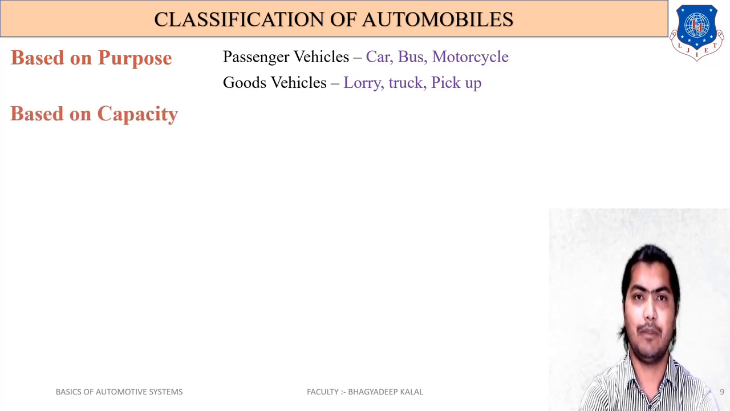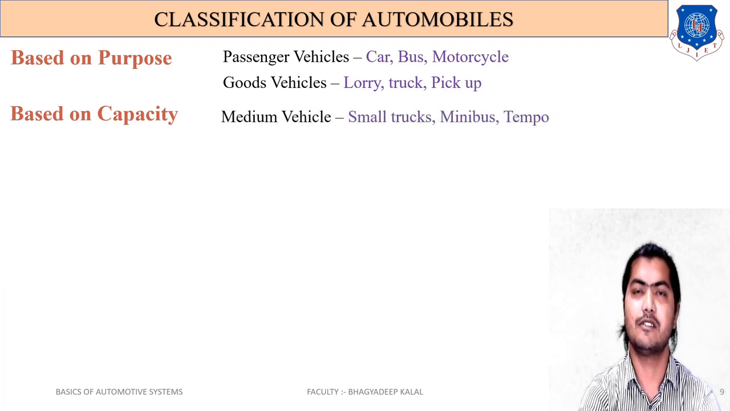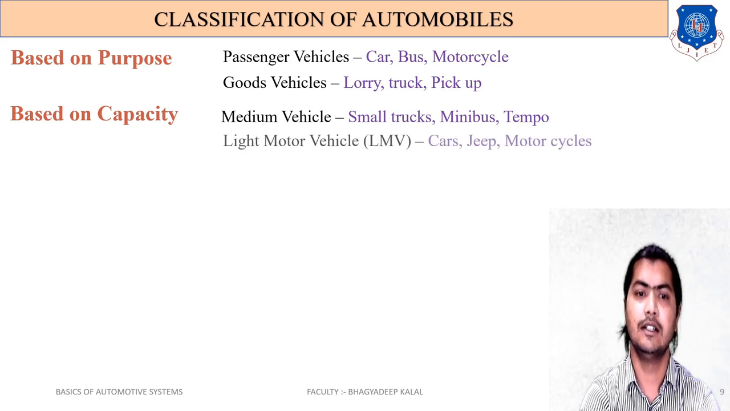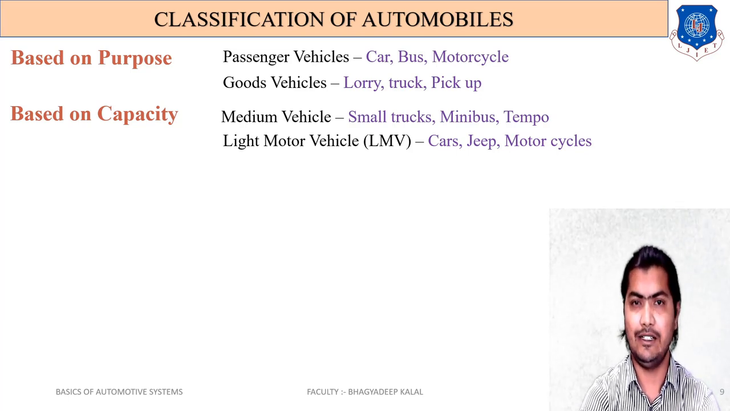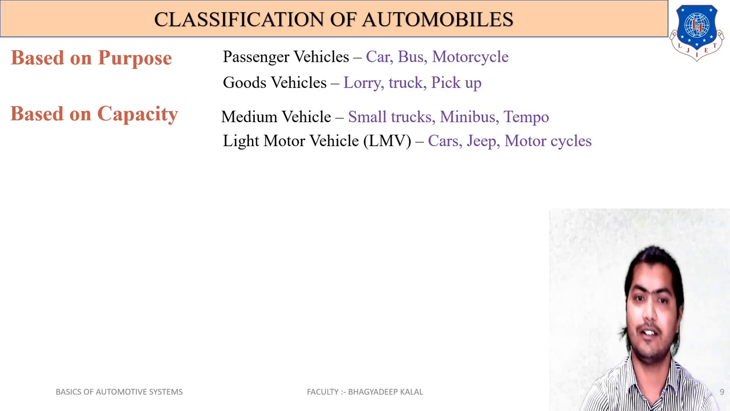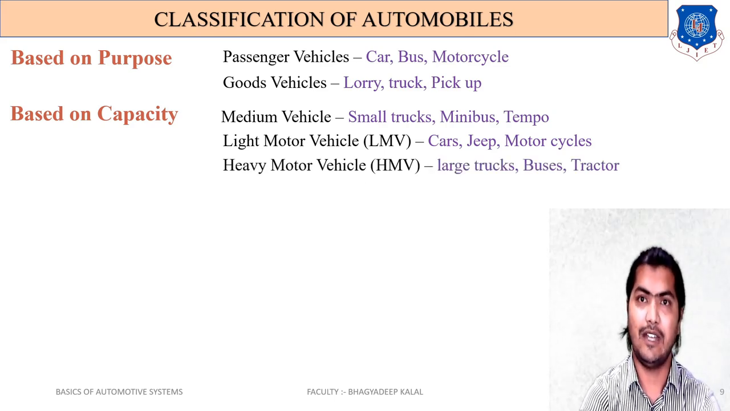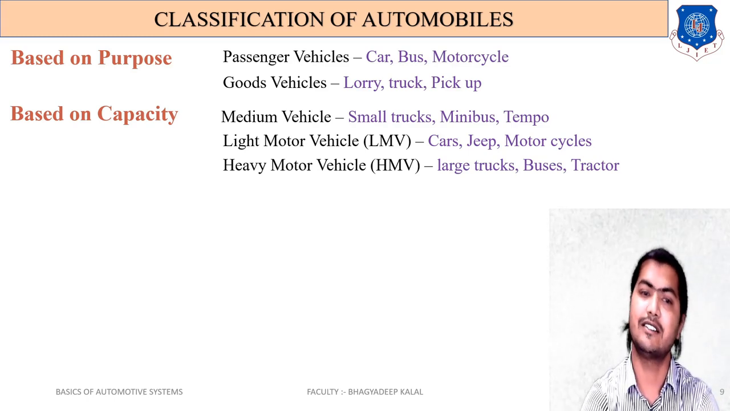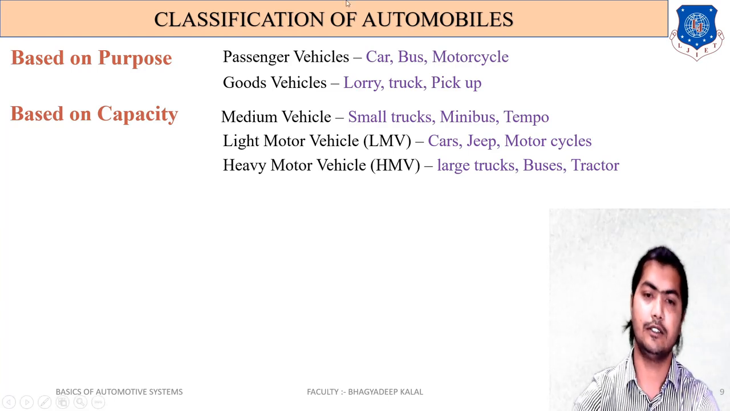Next is based on the capacity. Okay, heavy duty vehicle, light motor vehicles, and medium vehicles. A small truck, minibus, tempo, etc. come under the medium vehicles. Next is light motor vehicle: car, jeep, motorcycle, etc. is a light motor vehicle, LMV. According to the capacity, RTO gives your license to drive a vehicle: LMV, MV, and HMV, heavy motor vehicles. Large truck, buses, tractor come under the heavy motor vehicle.